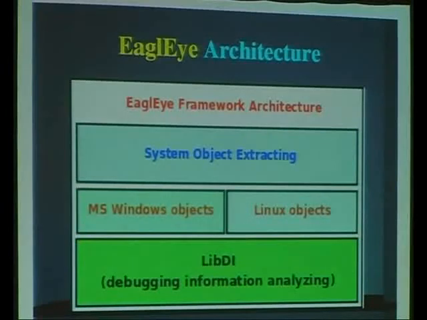So here's the full architecture again. At the bottom you have the framework named libdi, and libdi can give you access to the debugging information in all those objects I showed you before. We support Windows objects and Linux objects so far, and you can see that in the middle layer. And on top of that, we have the actual API that extracts all those objects from the memory for you.